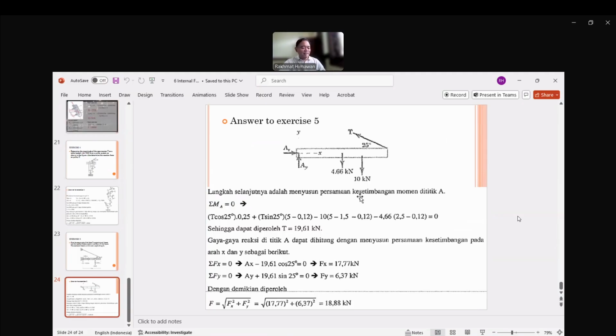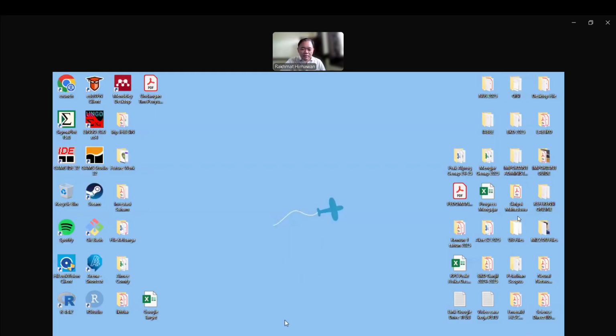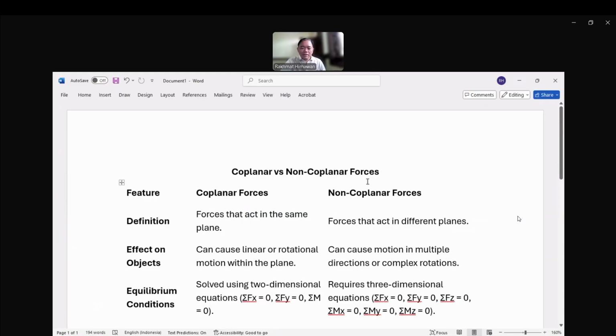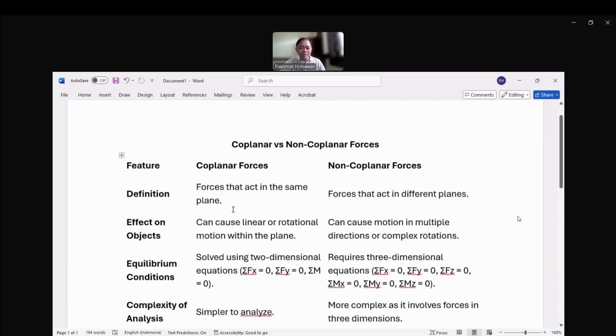Okay. Any question? Any other question? So then I want to show maybe just a concept that I don't know if it might be asked, but it's very basic, about what coplanar forces and non-coplanar forces are. It's more conceptual. It might be asked, might not be asked in the exam, but basically what we learn here is mostly coplanar.